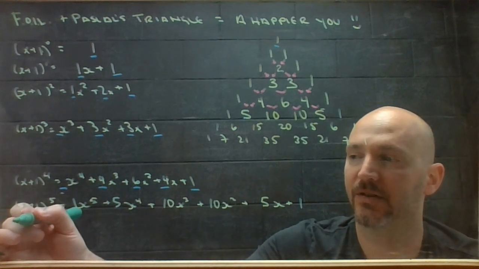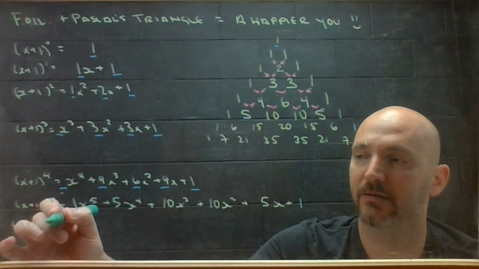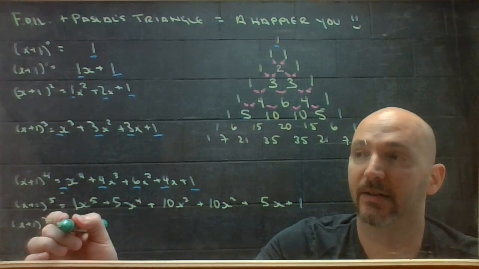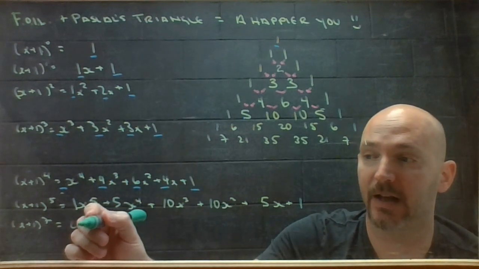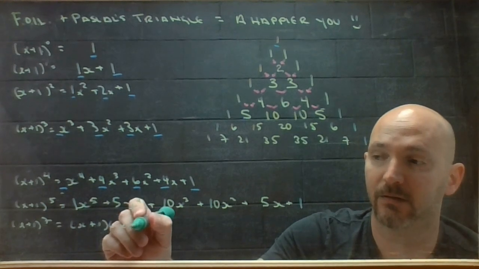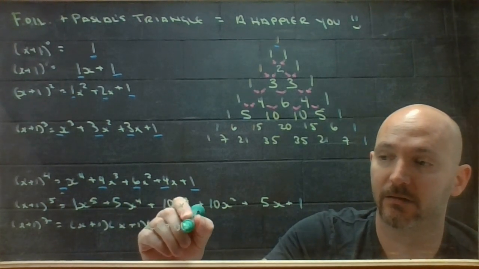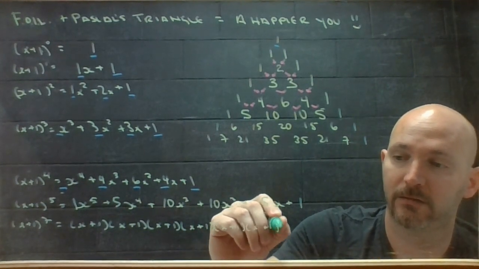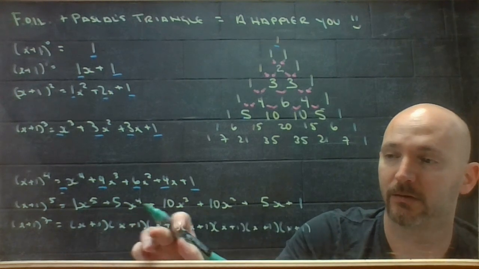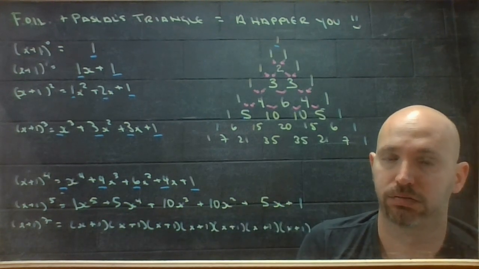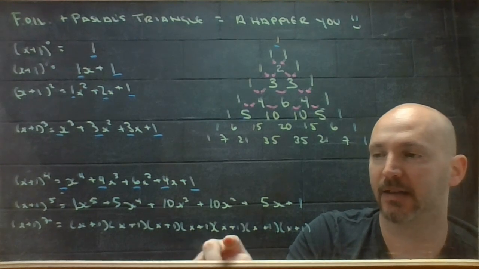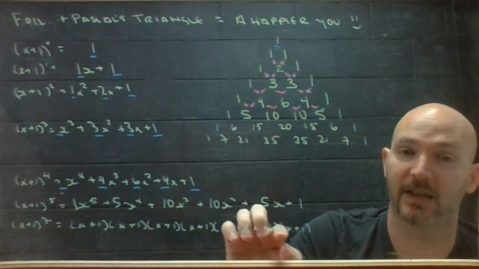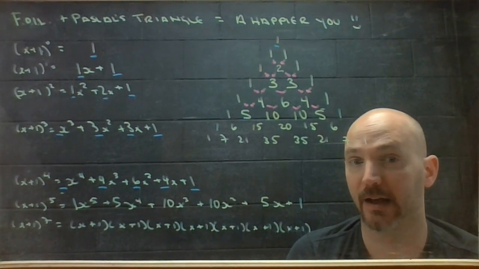So if you wanted to do x plus 1 to the 7, and you hadn't done any of this work before, you're going to have to start with this. Foil this into this, foil that into that, foil that into that, foil this into this, foil that into the answer of that, foil this mess into the answer of that. Ugh, I don't want to do that.